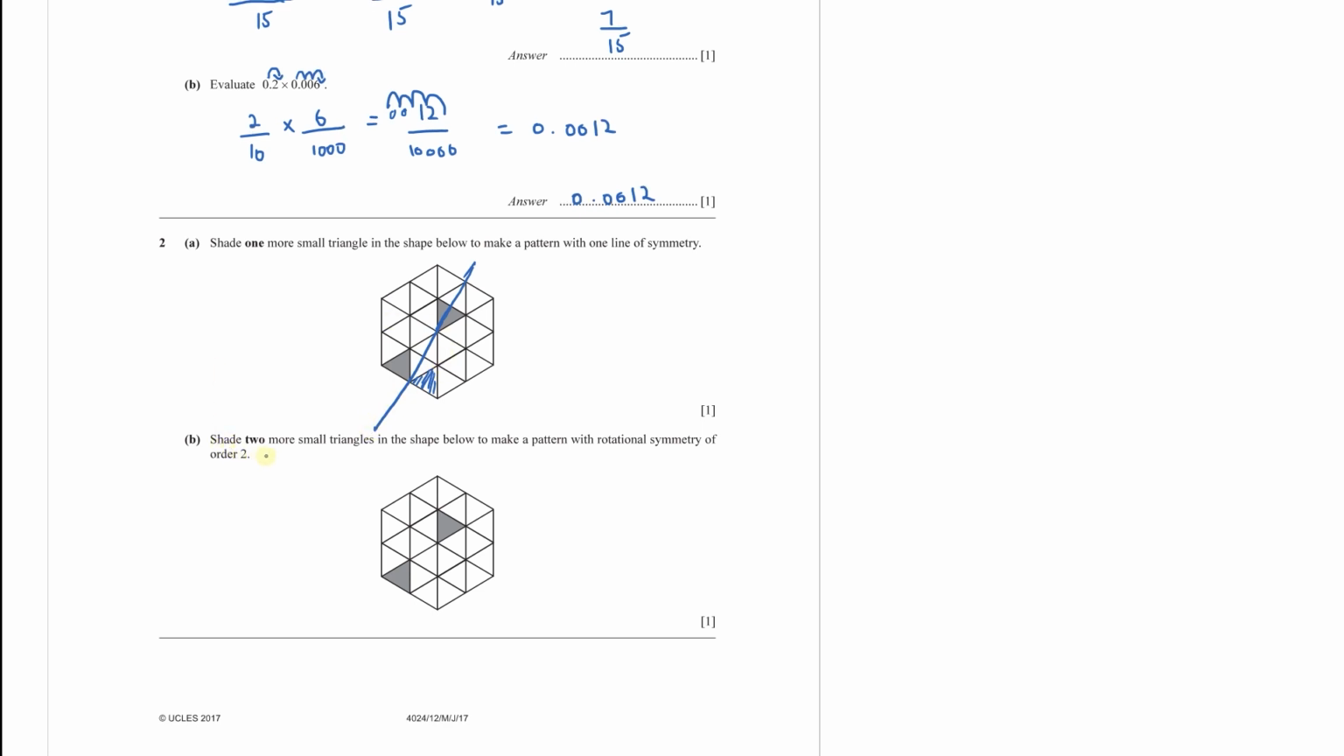Part B is shade two more small triangles in the shape below to make a pattern with rotational symmetry of order 2. So since the rotational symmetry order is 2, that means if you divide 360 degrees by your order, which is 2, you get 180 degrees. That means the pattern repeats after every 180 degrees.